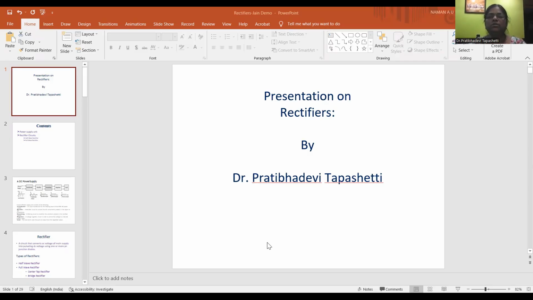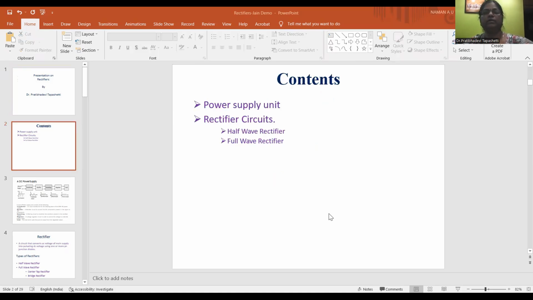Now let us have a presentation on the rectifiers. What is basically a rectifier? A rectifier is an electronic circuit which converts alternating current into DC current, that we will say as an AC to DC converter. It is going to be used in the power supply unit. It is a part of the power supply unit.